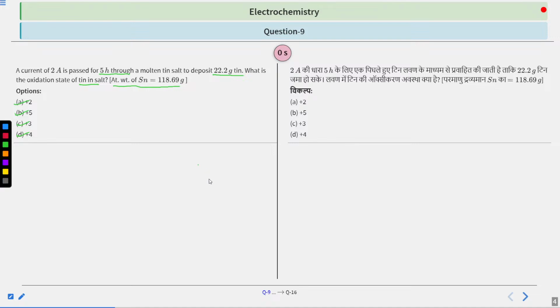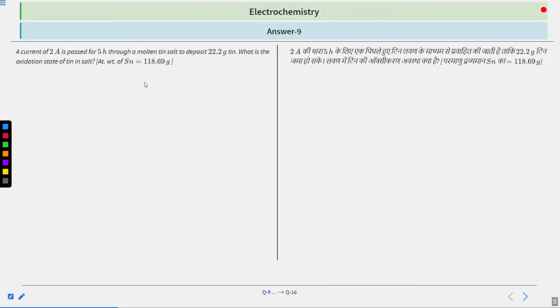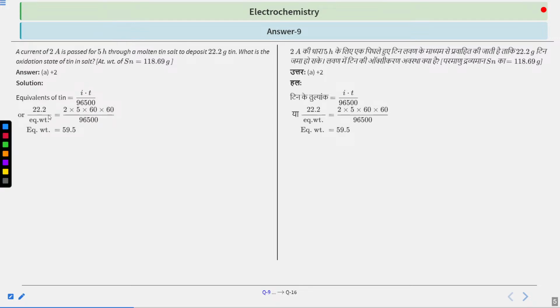Now let us see the solution, how we'll solve it. This was our question, right? For those who have solved it, the correct answer is A, plus 2. We know the formula W equals ZIt, so we have used that formula. We take the equivalents of tin, which equals I multiplied by t by 96500. So equivalents of tin is 22.2 by the equivalent weight. The mass of tin is already given as 22.2 gram.